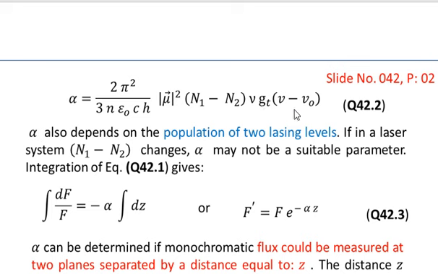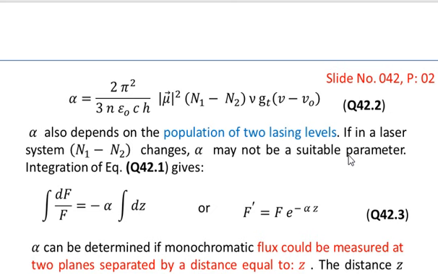If you want to see the details of this function g(t), you should consult the previous slide, that is slide number 41. So alpha also depends on the population of the two lasing levels, as is obvious from the equation. That is, alpha depends on n1 minus n2. So it means it depends upon the population of the two lasing levels. If in a laser system n1 minus n2 changes, then alpha may not be a suitable parameter.